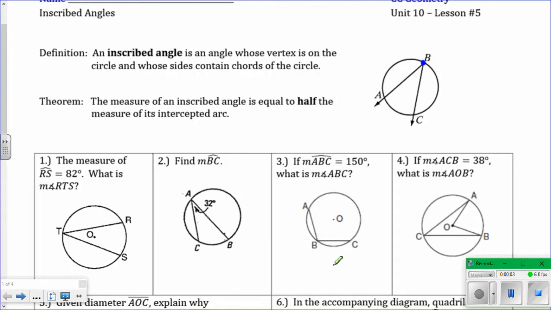An inscribed angle is an angle whose vertex is on the circle. So if you look at the diagram, since vertex B is on the circle, it makes angle B an inscribed angle. And the theorem states that the inscribed angle is half of the intercepted arc. So here is the intercepted arc, AC. It's the arc that's between these two chords if you extend it out. So whatever arc AC is, angle B is going to be half of that degree measure.